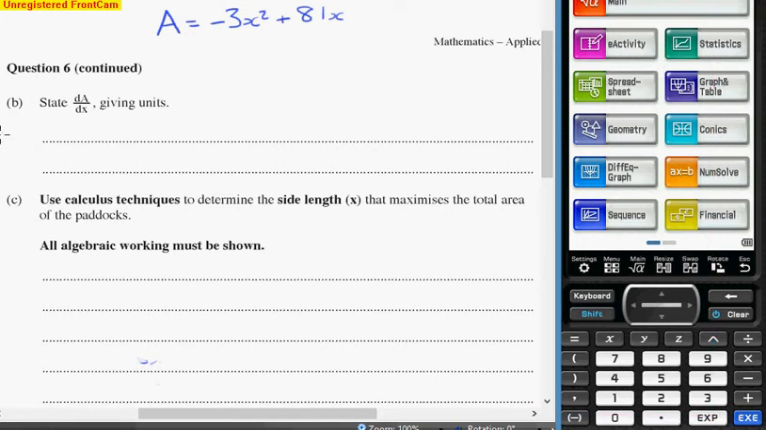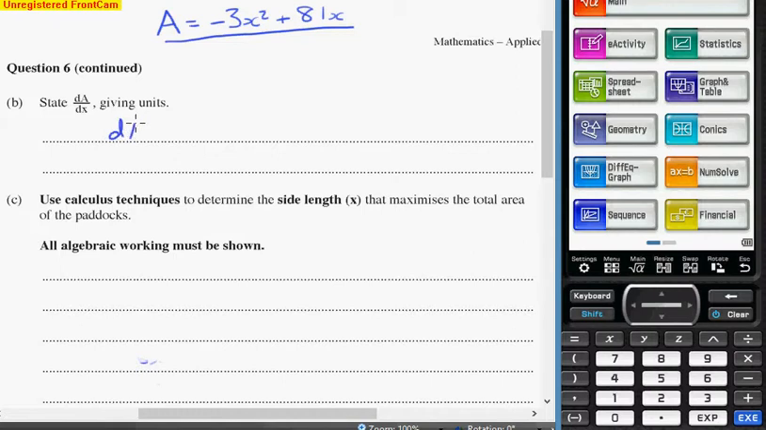Again, here's the second part of question 6. I got this first equation up here that came from part A. Now, state dA over dx giving units. So dA over dx means find the derivative of, or differentiate, this equation, which goes like this.